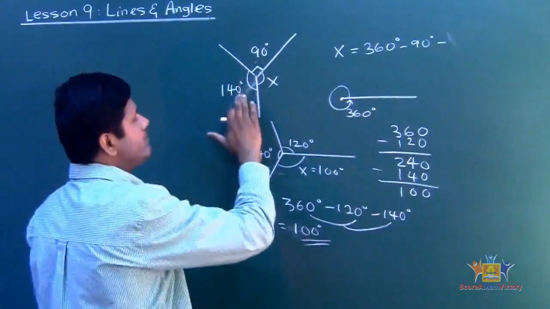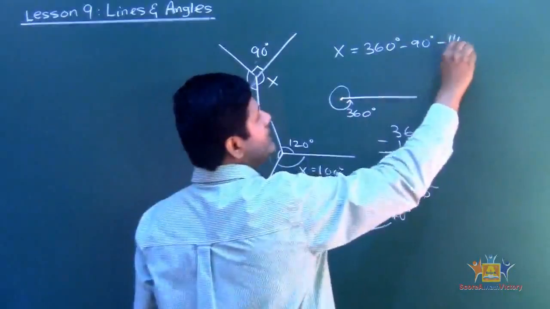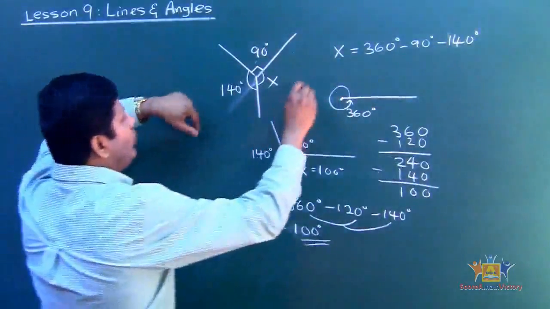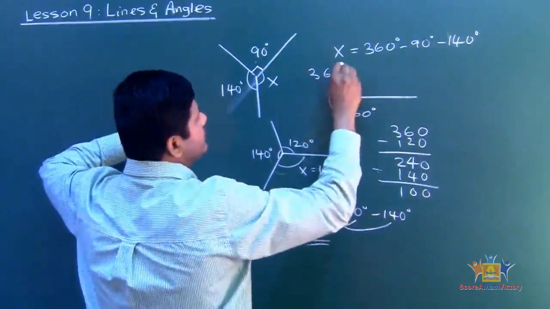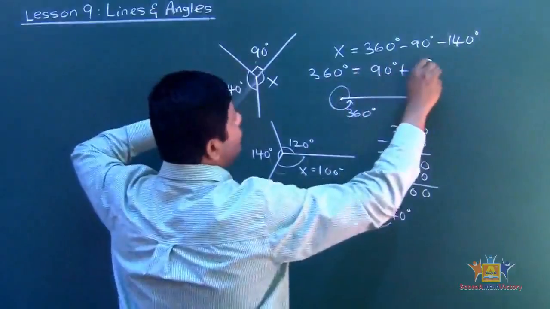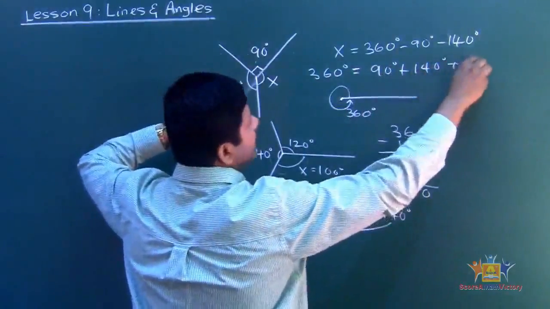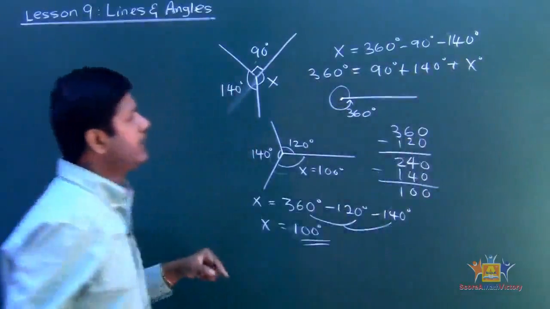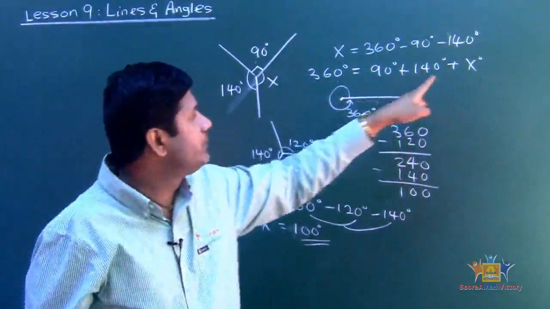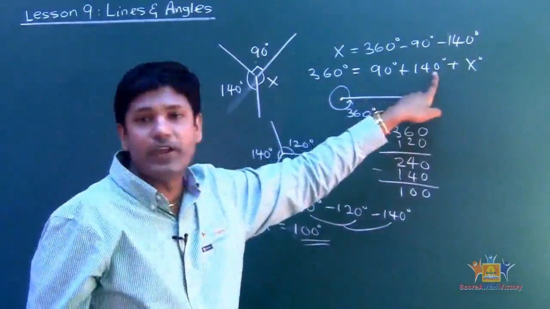So minus 90, so minus 140, and that gives you x. Because you know that this whole thing is 360 degrees, which is what? 90 degrees plus 140 degrees plus x. See that? That makes it 360. In order to find x, 90 got to go, 140 got to go.